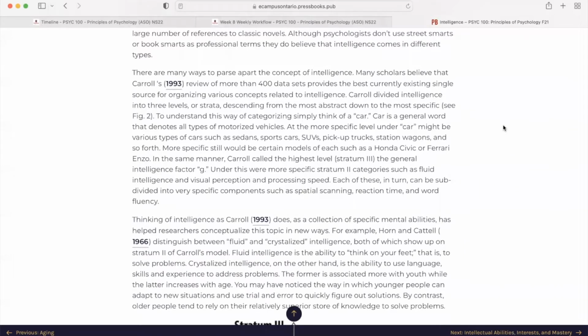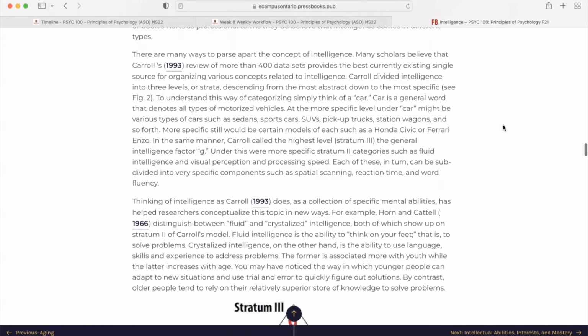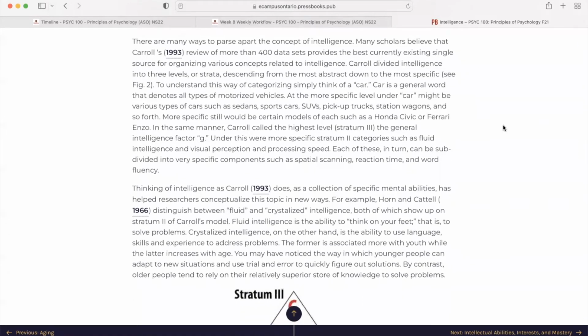In the same manner, Carroll called the highest level, stratum 3, the general intelligence factor, g. Under this were more specific stratum 2 categories, such as fluid intelligence, visual perception, and processing speed. Each of these, in turn, can be subdivided into very specific components, such as spatial scanning, reaction time, and word fluency.